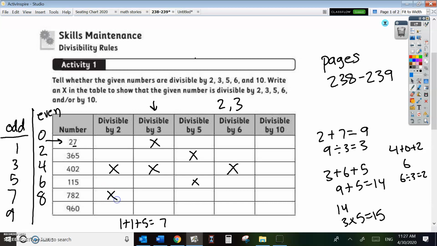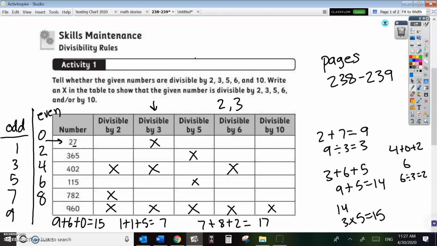782 is an even number. 7 plus 8 plus 2. 2 plus 8 is 10, plus 7 is 17. 17 is not divisible by 3, not divisible by 5, or 6, or 10. 960 is an even number. 9 plus 6 plus 0 equals 15. 15 is divisible by 3. It's divisible by 5 because it ends in 0. It's divisible by 6 because it's divisible both by 2 and by 3. And it's divisible by 10. So 960 has all of them.